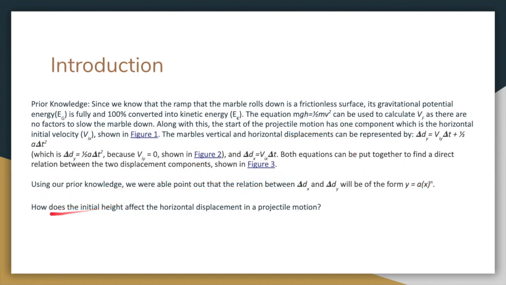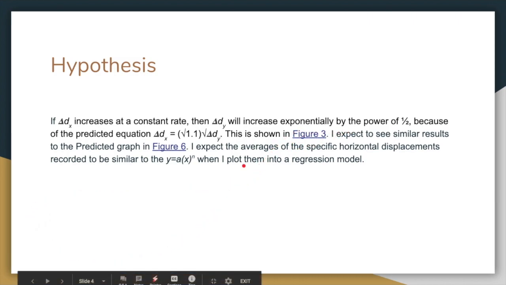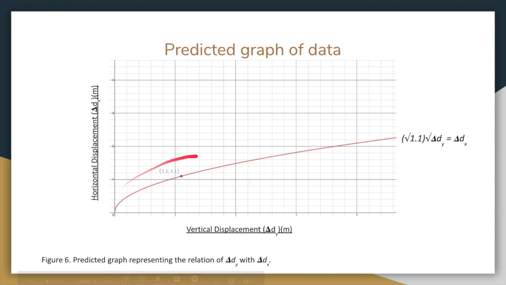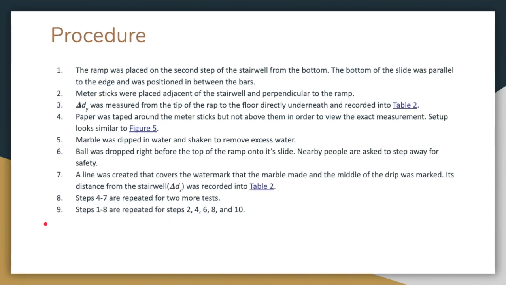And our question is, how does the initial height affect the horizontal displacement in a projectile motion? So the hypothesis is, if dx increases at a constant rate, then dy will increase exponentially by the power of 1 over 2 because of the predicted equation, which I've shown you guys. I expect to see similar results to this graph right here, which is basically ax to the power of n, and just plug in a square root of 1.1. It's right here.